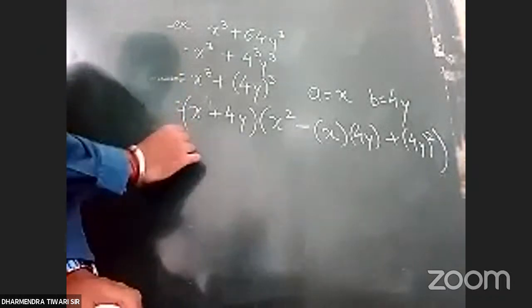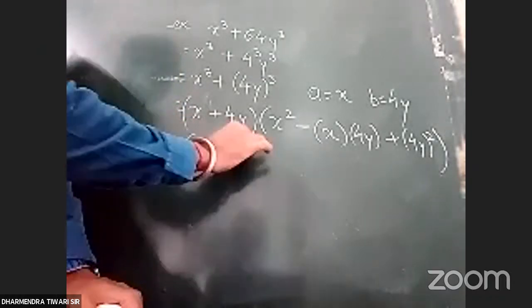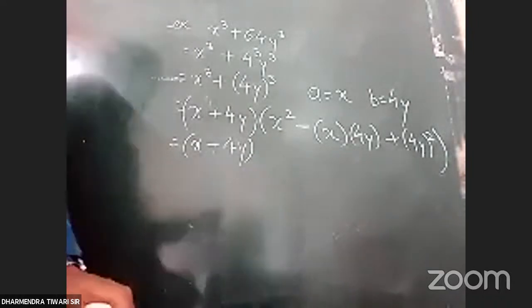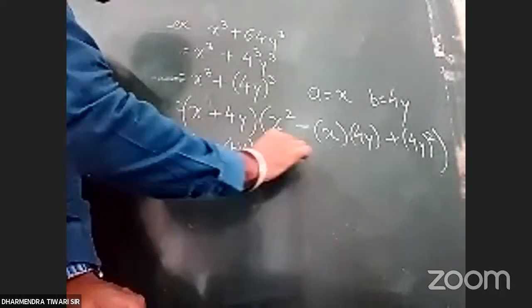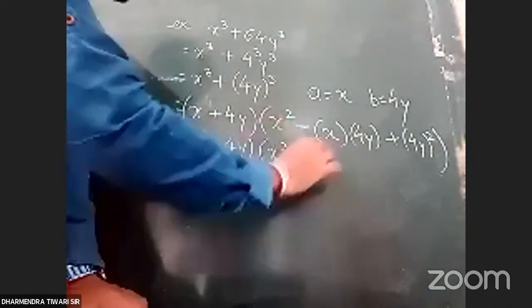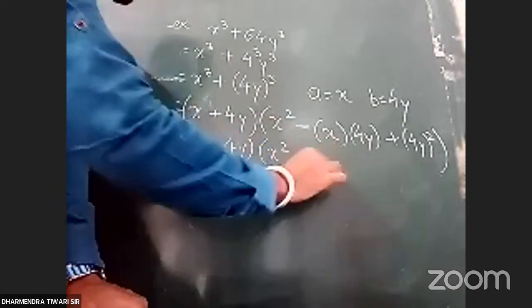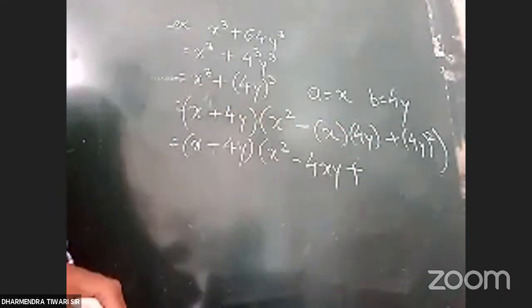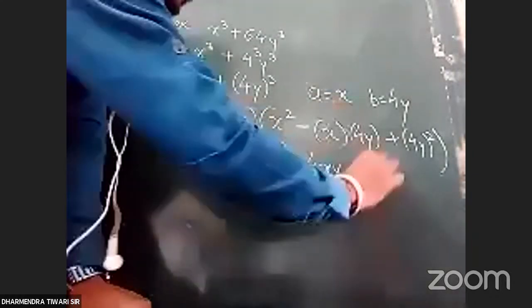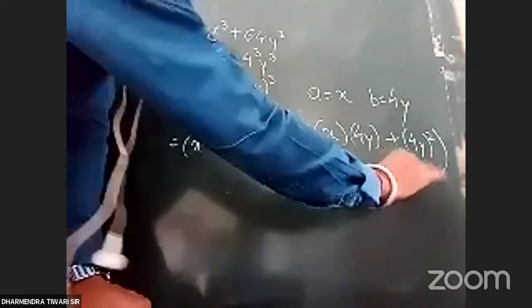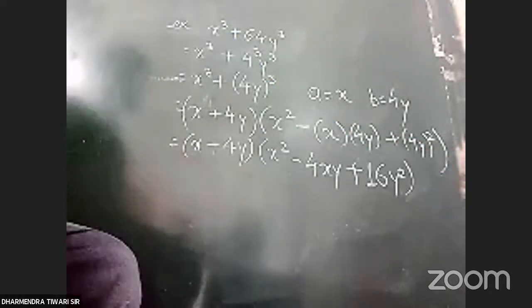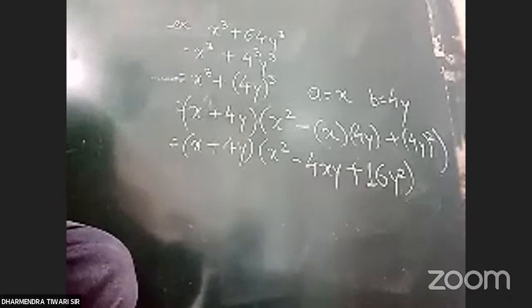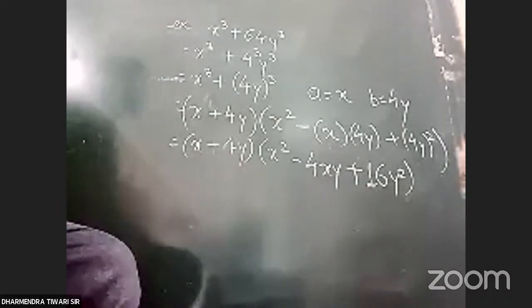This is equal to x plus 4y, and here what we are having: x square minus 4 into xy plus 4 square is 16. 4 4s are 16. Those who have done the homework will be getting things easily, and those who have not completed it should work hard and complete the homework on time so that the next lecture becomes easier for you.